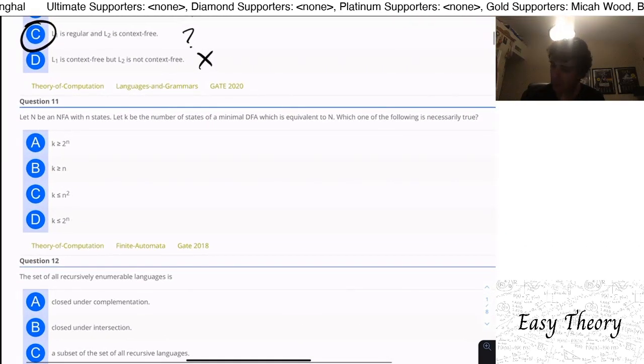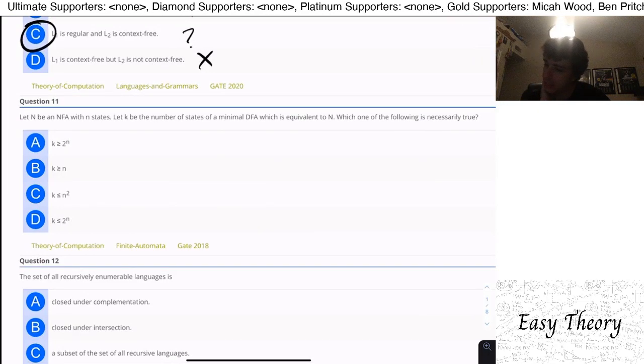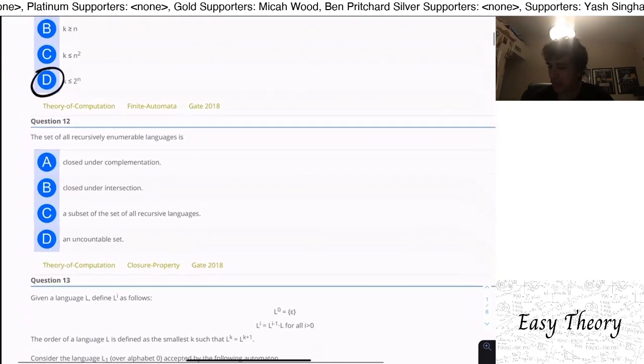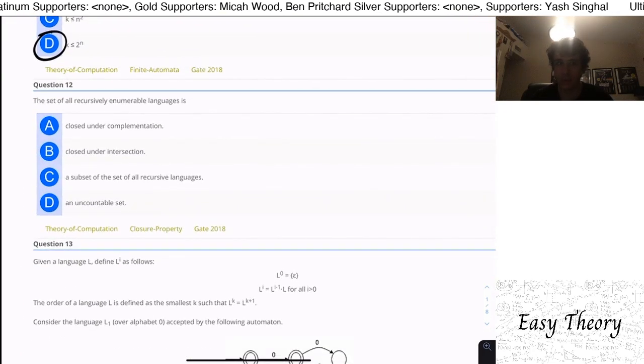Okay. Let n be an NFA with n states. Let k be the number of states in a minimal DFA which is equivalent to n. Which of the following is necessarily true? Well, it can't be more than 2 to the n by the product construction. So D is the answer to that one. But it can be certainly less than 2 to the n.